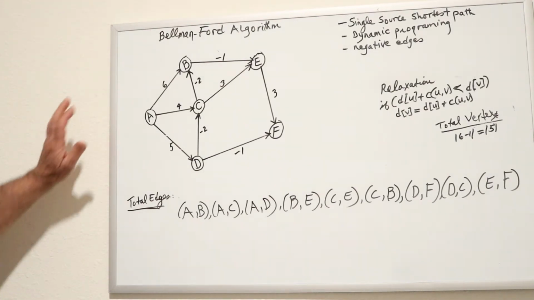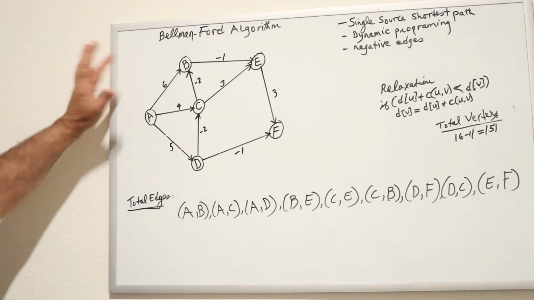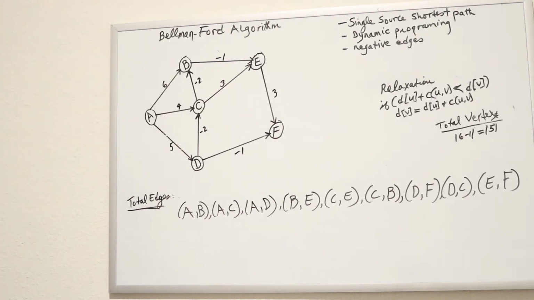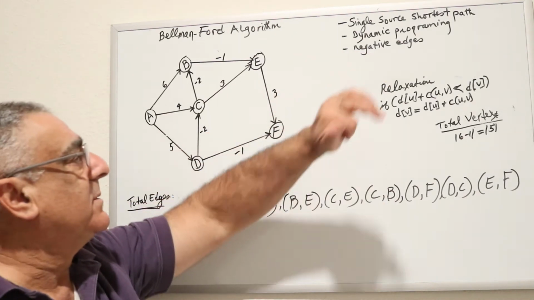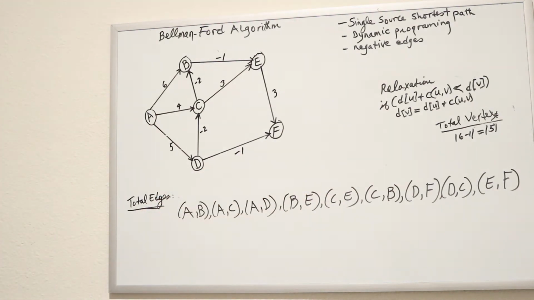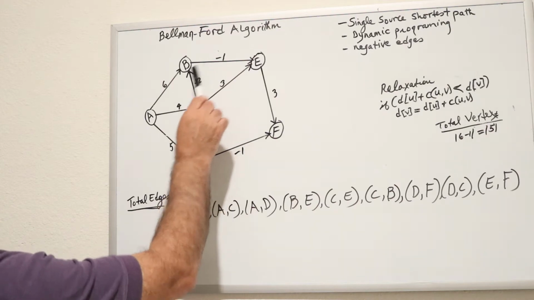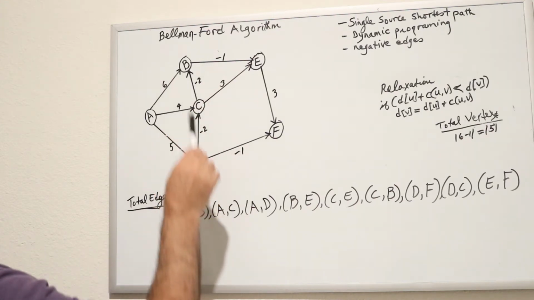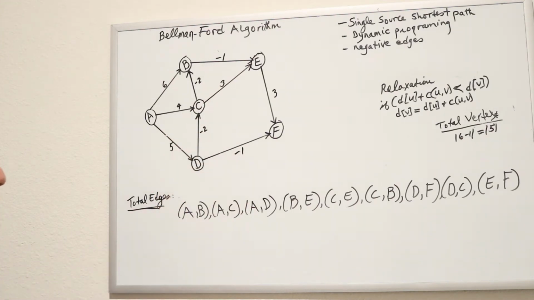Okay, so this is a lecture on the Bellman-Ford algorithm. It's a single source shortest path dynamic programming algorithm. It also handles negative edges. There's a -2 and a -1 there, so negative edges. Now, how do we figure out the shortest path using Bellman-Ford?